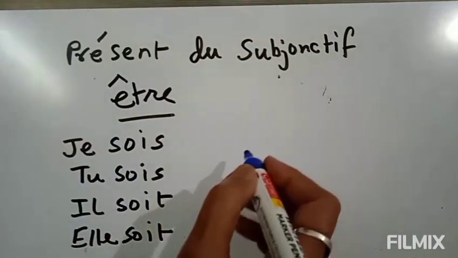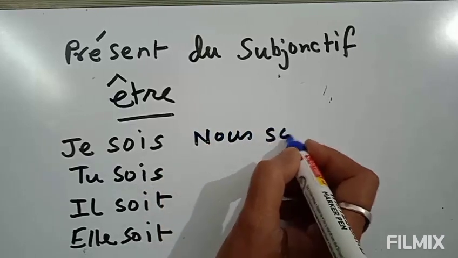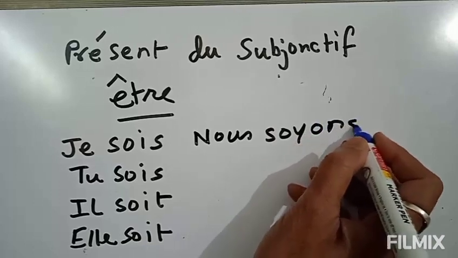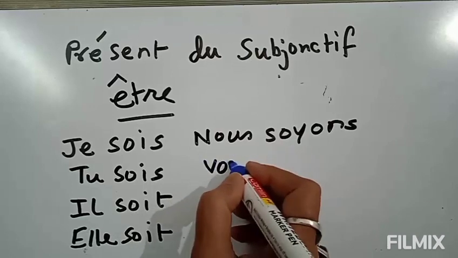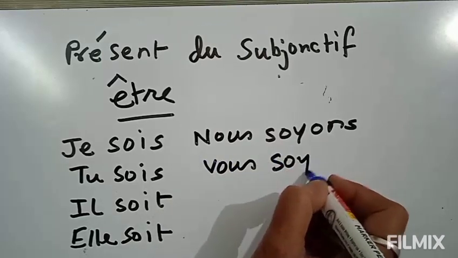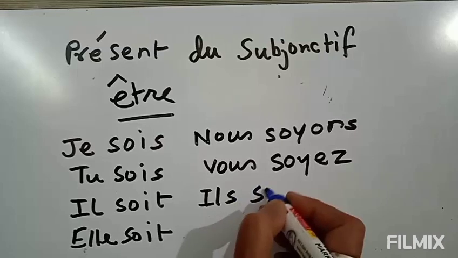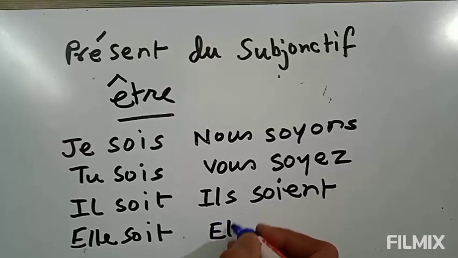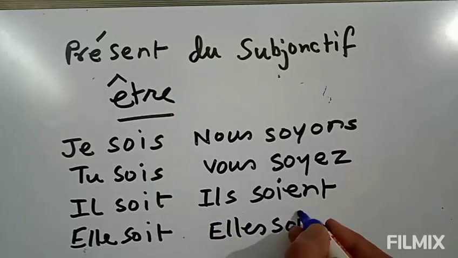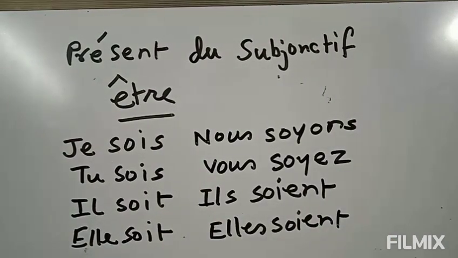Now the plural, the other four forms I am showing you. Nous soyons, S-O-Y-O-N-S. Vous soyez, S-O-Y-E-Z. Ils soient, S-O-I-E-N-T. Elles soient, S-O-I-E-N-T. This is the full form of the verb être in Présent du Subjonctif.